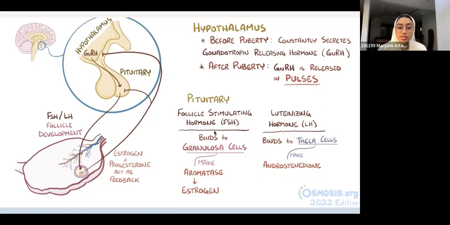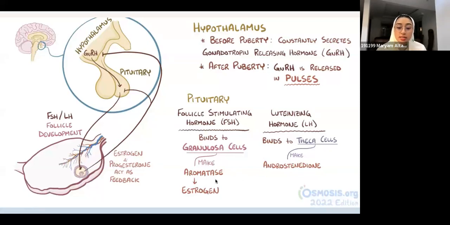So our FSH is going to bind to our granulosa cells to make aromatase and estrogen, okay? And our theca cells, remember, those produce the androstenedione that then go to our granulosa cells to make our estrogen, okay? Because our granulosa cells have our aromatase, but our theca cells don't. So that's just an important differentiation to keep in mind.